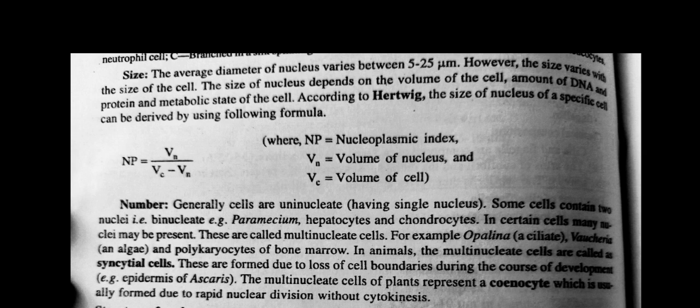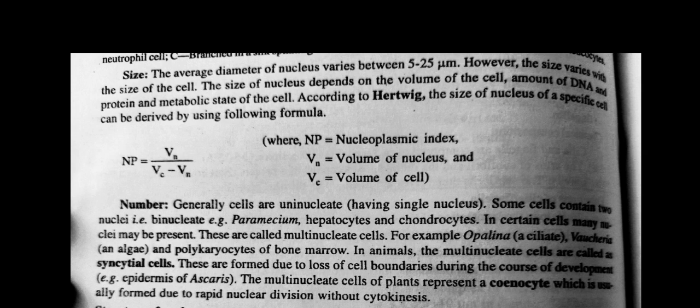Some cells have two nuclei and are called binucleated, for example paramecium. In the case of paramecium, we have found two nuclei, one small nucleus and the other a large nucleus. Hepatocytes, chondrocytes. Hepatocytes are the hepatic cells, or we can say these are the liver cells.